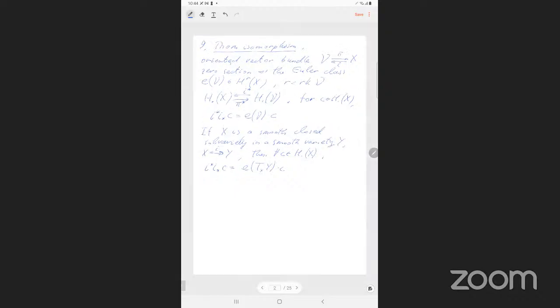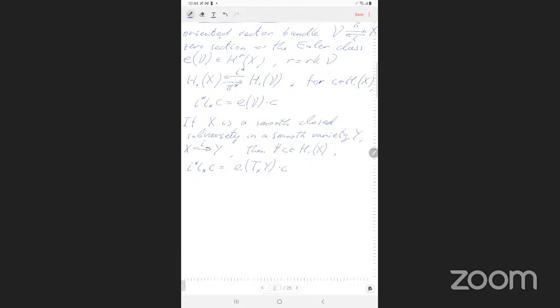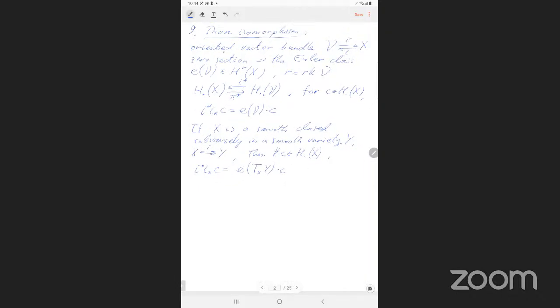Okay, so now we're almost done, sorry. The last basic property is the so-called excess intersection.